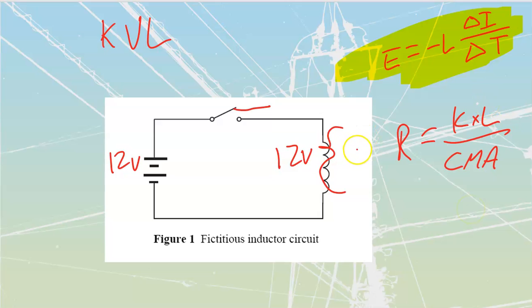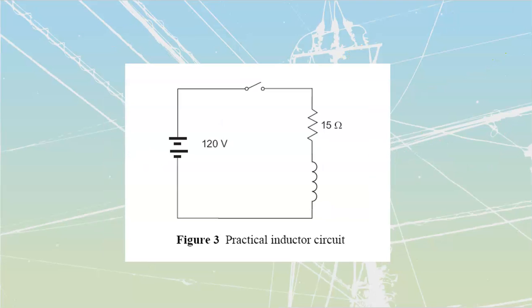So in practicality, we are always going to see practical inductors that have a small component of resistance inside of them. Let's take a look at one of these as a practical inductor now. Over here we have given ourselves a 120 volt DC source, a 15 ohm resistor, and an inductor.